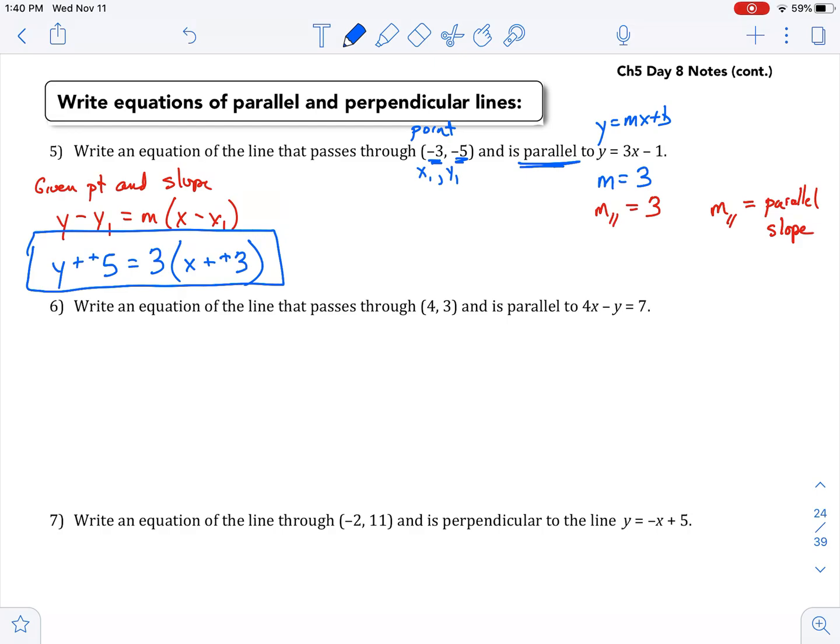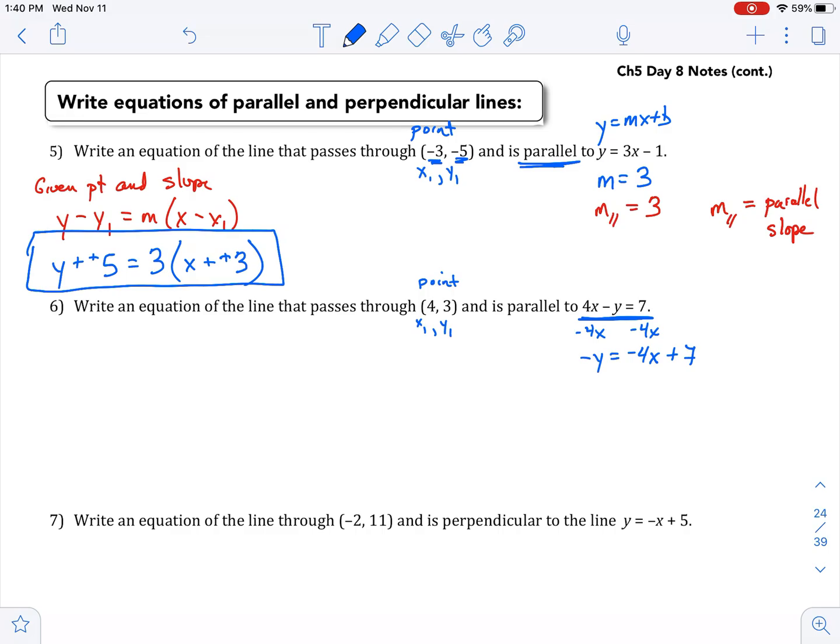Let's be aware here as we look at example or problem 6. Here's my point, and we want it to be parallel to this line. But let's be careful here. That line is not in y equals mx plus b form. So the first thing is we have to do some computations to convert this to y equals.